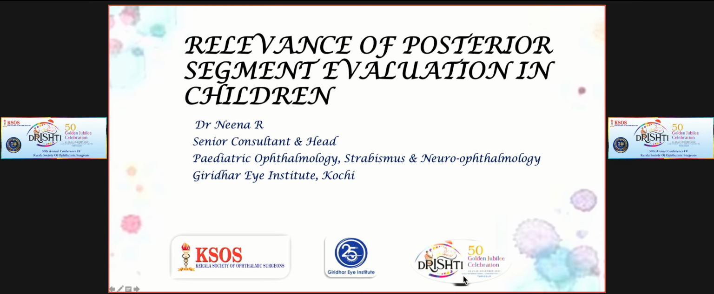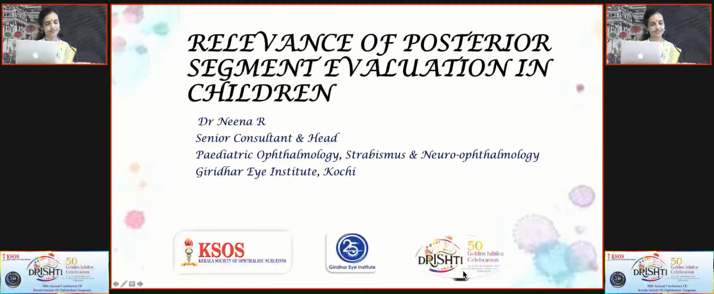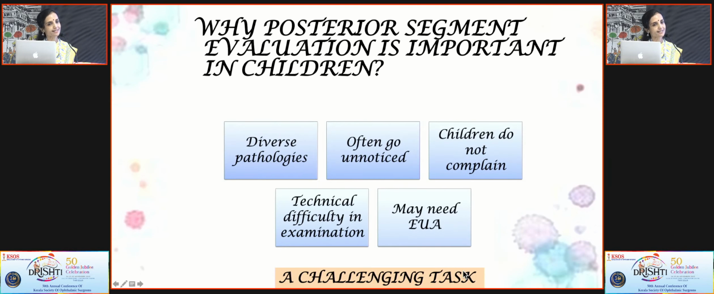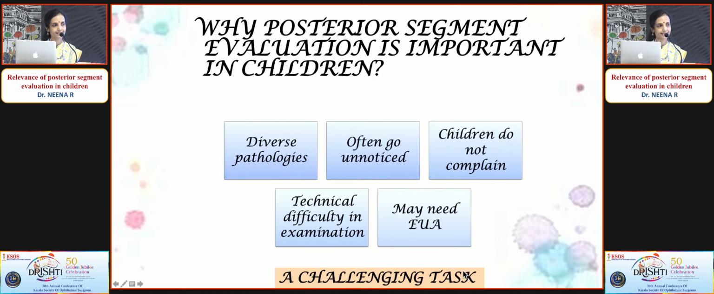So what is the relevance of posterior segment evaluation in children? Just like in any case, it is very relevant because the prognosis of the child's condition totally depends on the posterior segment health. But it's a very challenging task in children because children don't complain. So you have to have a high index of suspicion about posterior segment abnormality and do the necessary investigations. There may be diverse pathologies and there is a technical difficulty in examining the child. So you may even have to do an examination under anesthesia.